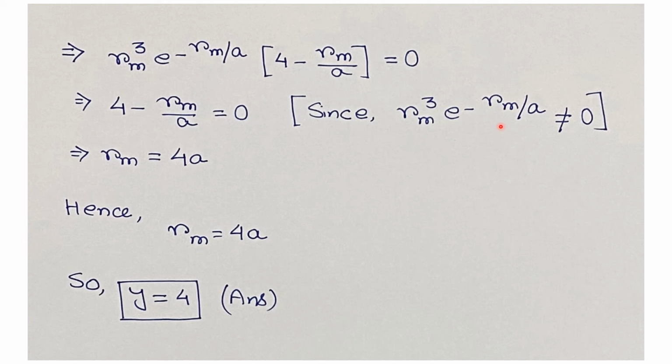Also Rm cannot be infinity, it should have some finite value for having the most probable value of R. So from this equation we can say Rm equals 4a. So the most probable value of R is Rm equals 4a. So our y value in our question is y equals 4.